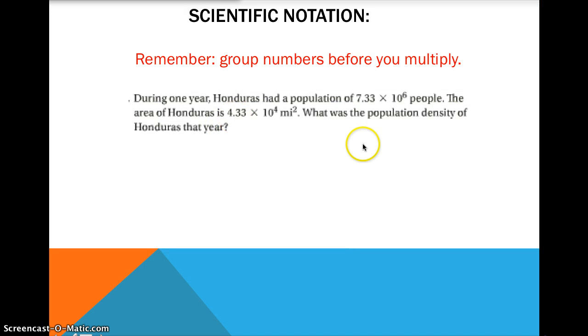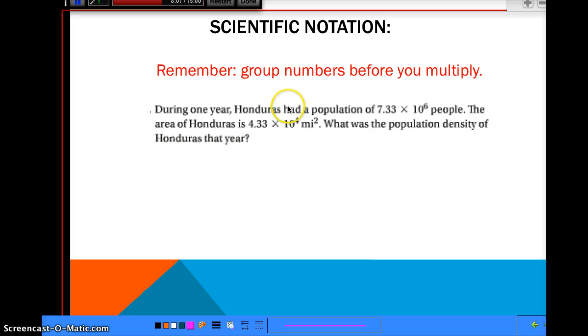Scientific notation. It says, during 1 year, Honduras had a population of 7.33 times 10 to the 6 people. The area of Honduras is 4.33 times 10 to the 4th miles squared. What was the population density? In other words, how many people lived within a square mile? So what you really want to do is take the number of people and divide it by how many square miles there are.